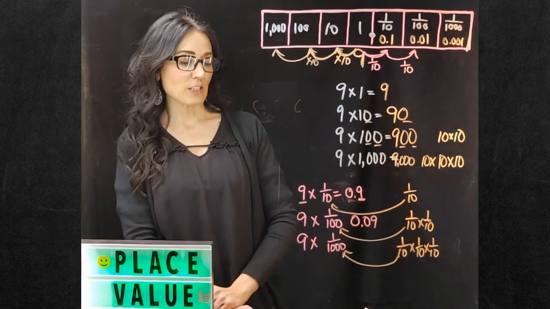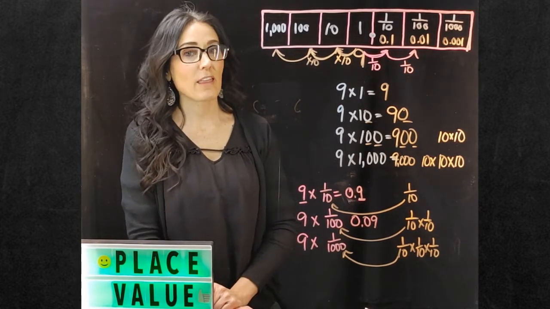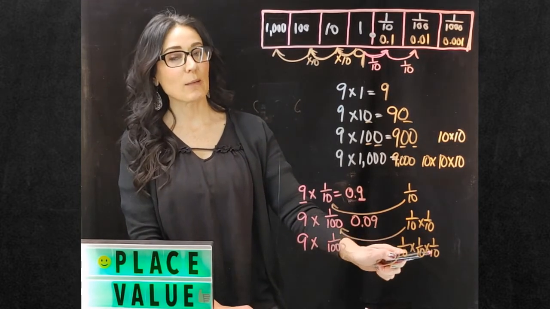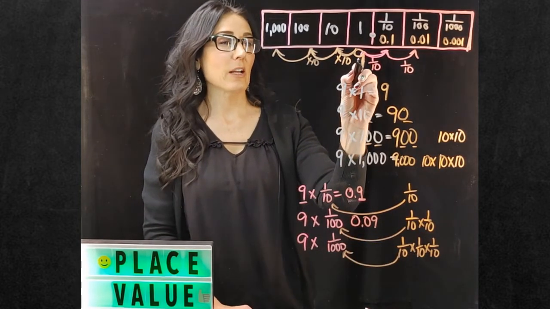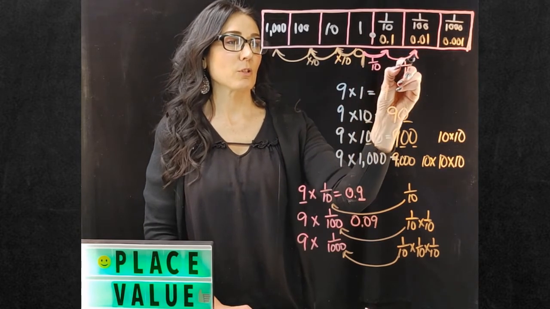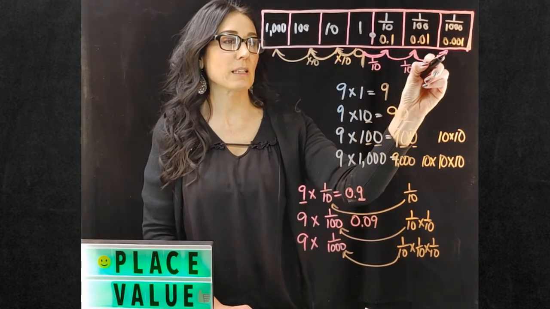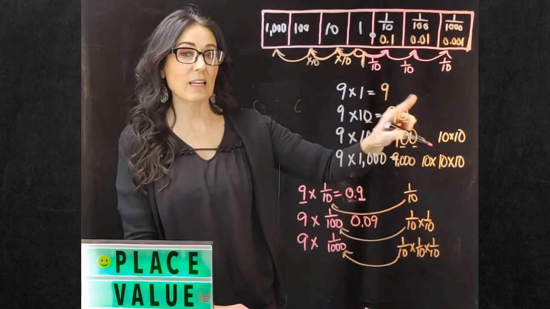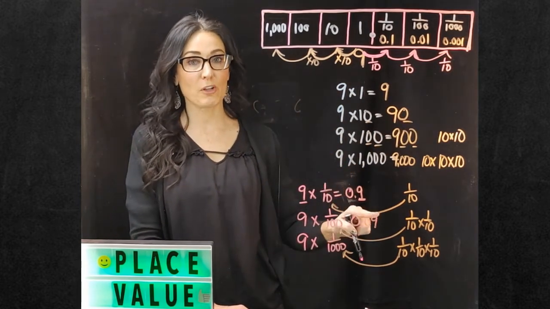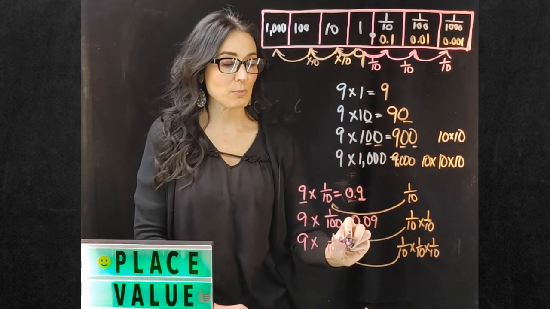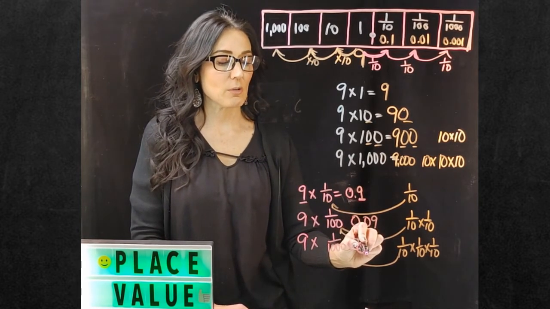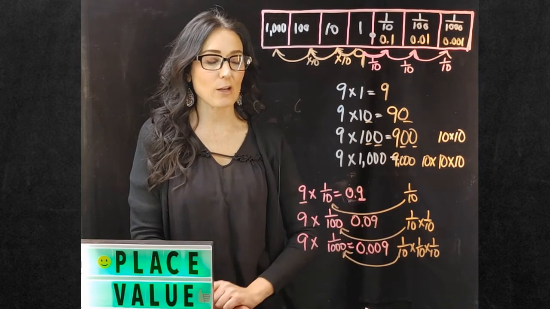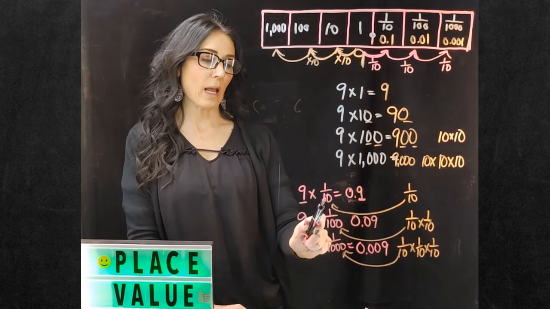All right, let's do this last one. 9 times 1/1,000. So that means 1/10 times 1/10 times 1/10. So we're going to take our 9, multiply it times 1/10, multiply it times 1/10, and multiply it times 1/10 one more time, which is going to put that 9 1,000 times smaller. So now this 9 is really small, okay? So it's going to be 0 ones, I have no tenths, I have no hundredths, and I have 9 thousandths.